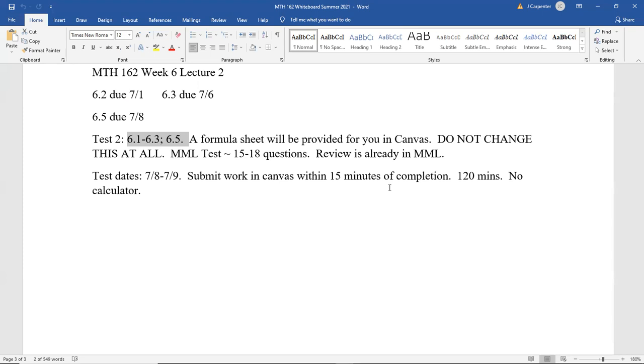Hopefully we don't have any issues like I did with the first test where I thought I had an exact answer and it turned out to be a decimal. If that happens, I will of course adjust everybody's grades. So if anything says to approximate to the tenths or hundredths or wholes, you know that something has gone wrong and I will look into it. But again, those test dates will be the 8th and the 9th.